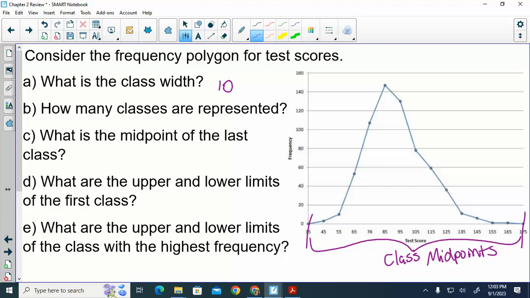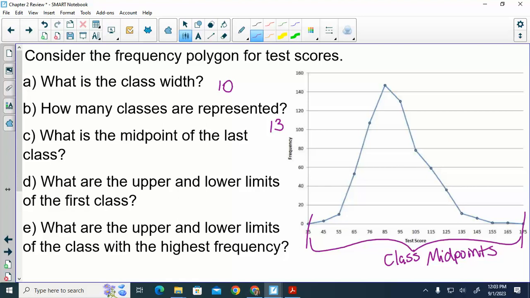How many classes are represented? So the first and last aren't real. We don't count those. So then I have 1, 2, 3. Is that okay? All right.